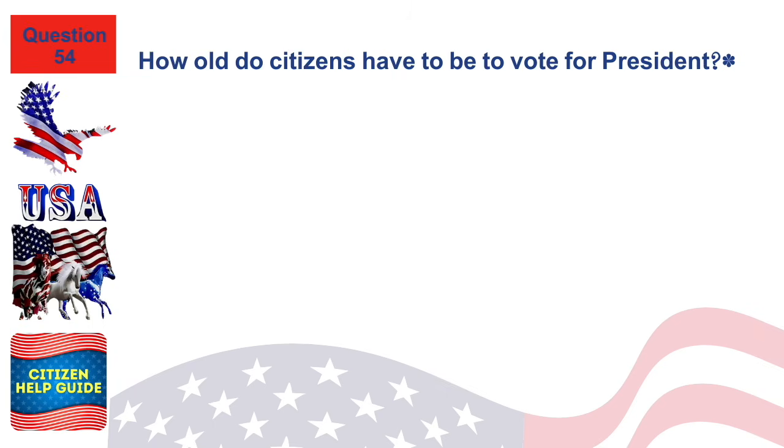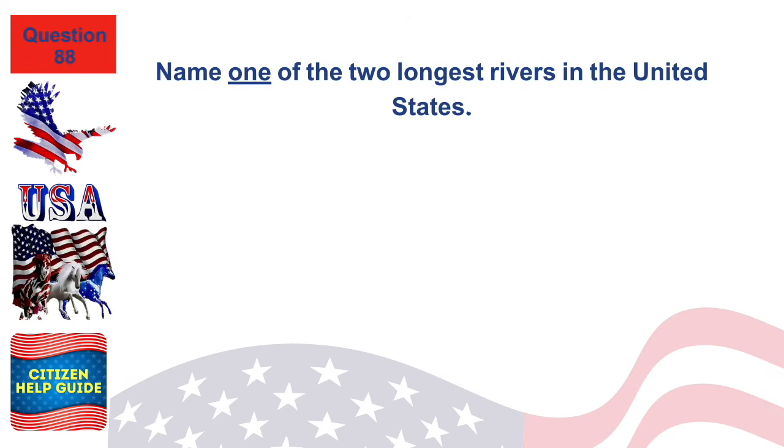How old do citizens have to be to vote for president? 18 and older. Name one of the two longest rivers in the United States. Missouri River.